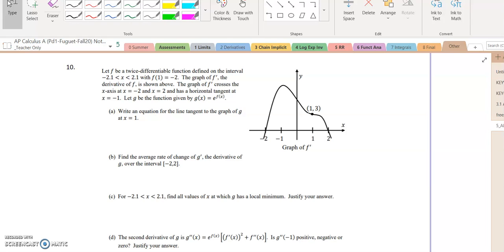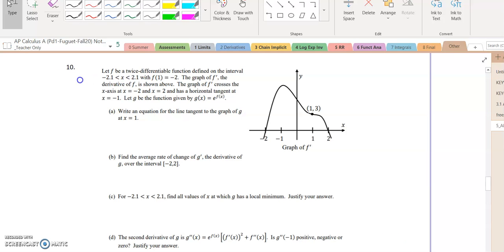We're going to be looking specifically at problem number 10 and going into an in-depth analysis of the different tasks that it's having us do. So this is certainly at the top of the food chain when it comes to the difficulty level and the amount of application that we have to use with the first derivative test and increasing decreasing intervals. So let's go ahead and get into it.